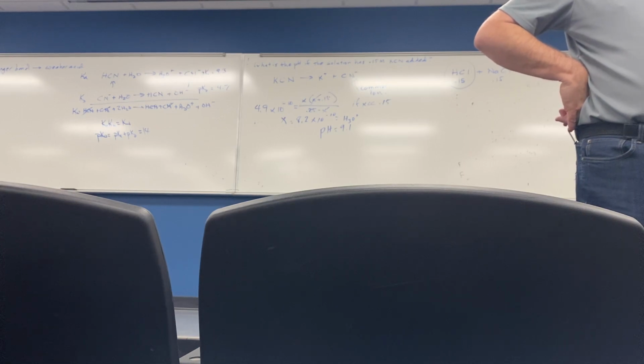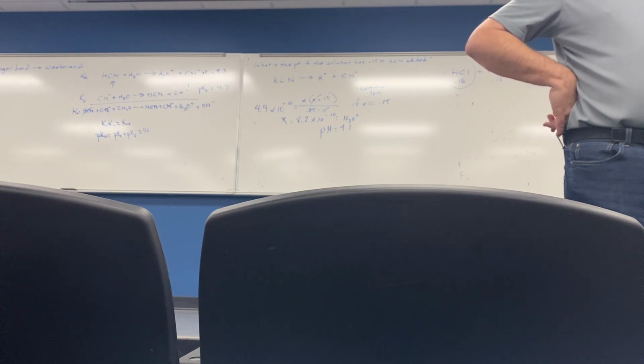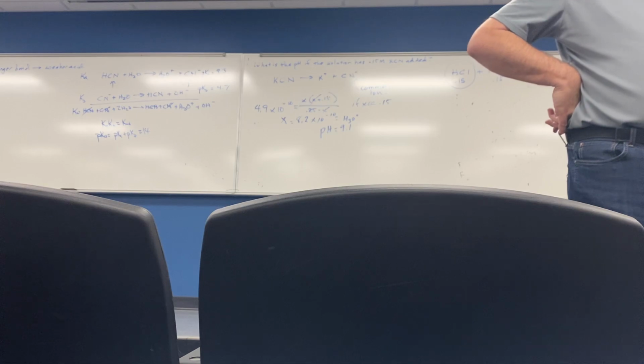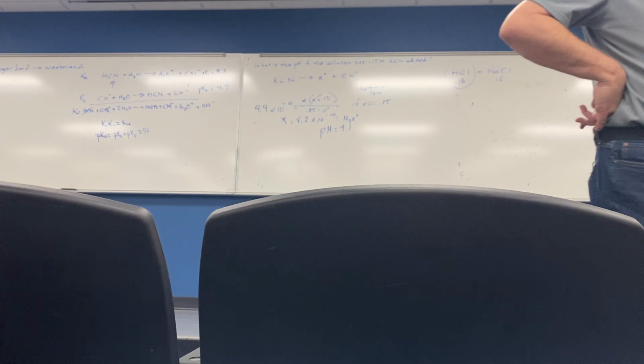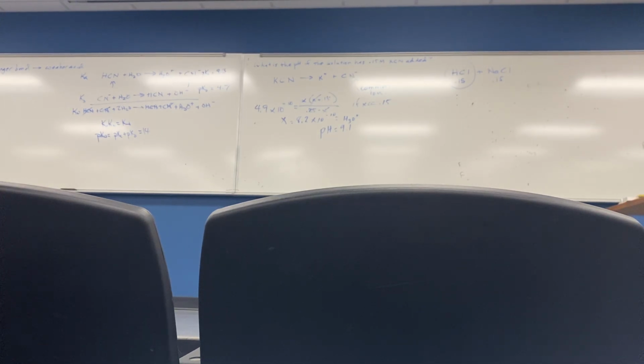So I added potassium. Oh, but hold it. What about potassium hydroxide? What kind of base is that? Strong or weak? Strong. Strong, because it's called 1, right? So K plus is the conjugate acid of a strong base. What's its effect on pH going to be?